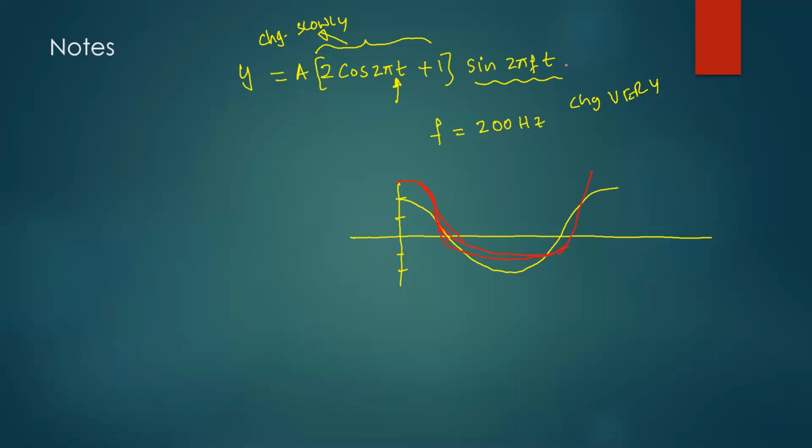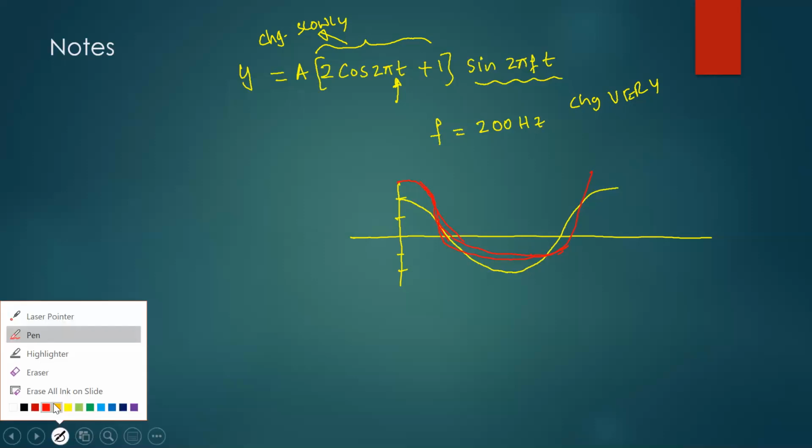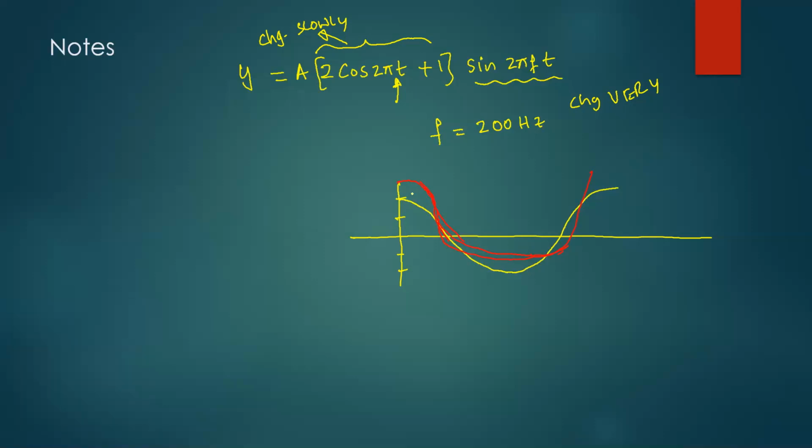And then the other function is changing very rapidly. So what it does is it kind of wiggles in between that. Okay, so you'll actually get a pattern which you can use to understand the amplitude and the intensity. So what we will do is I'll show you in graphing software.